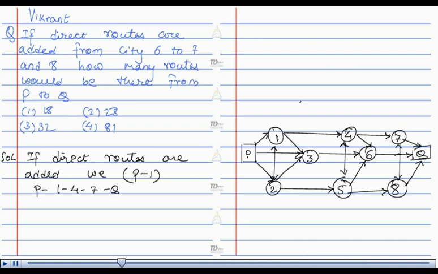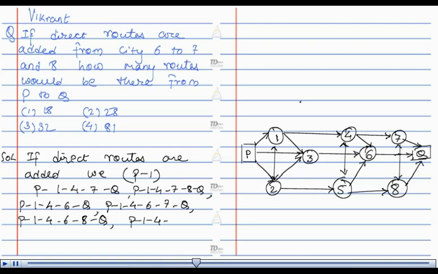The next will be P1, 4, 7, 8, Q. The next one will be P1, 4, 6, Q. The next will be P1, 4, 6, 7, Q. The next will be P1, 4, 6, 8, Q. The next will be P1, 4, 6, 7, 8, then Q. Next one will be P1, 4, 6, 8, 7, then Q. So in all there will be 7 routes that are possible on this P1 path.